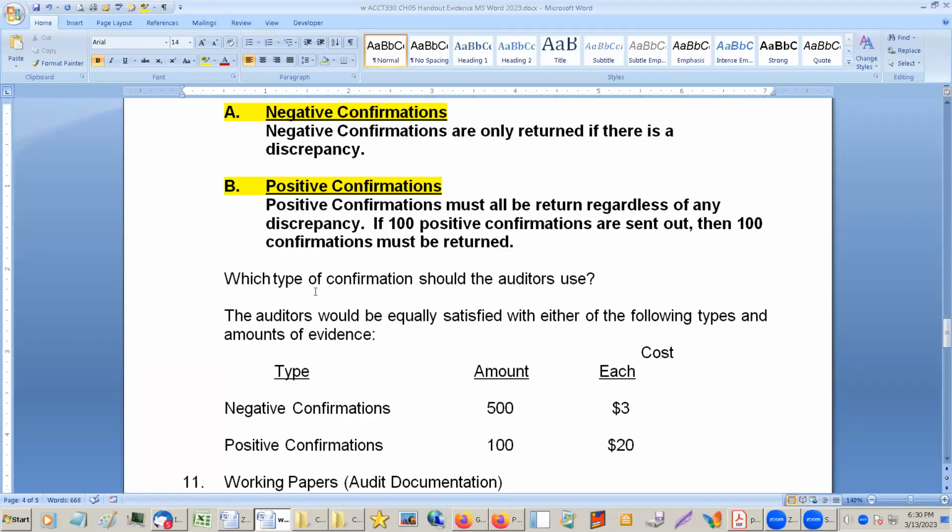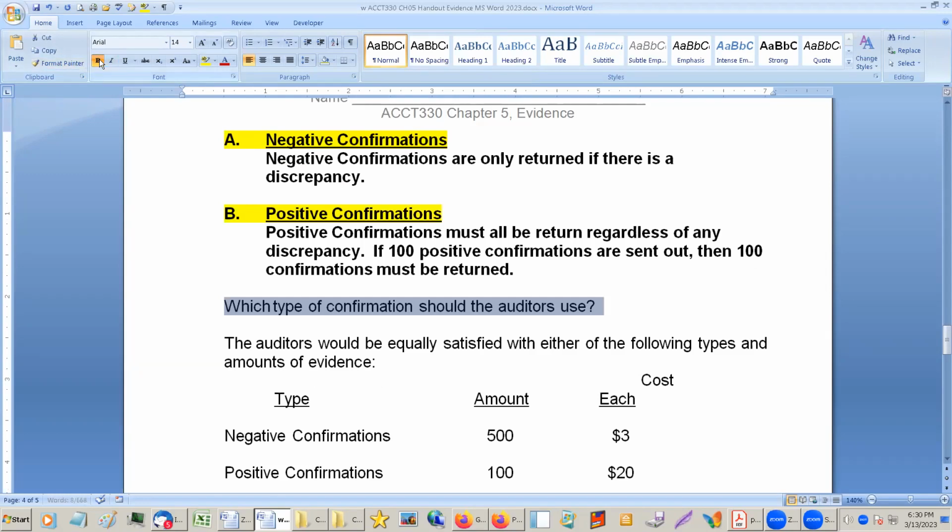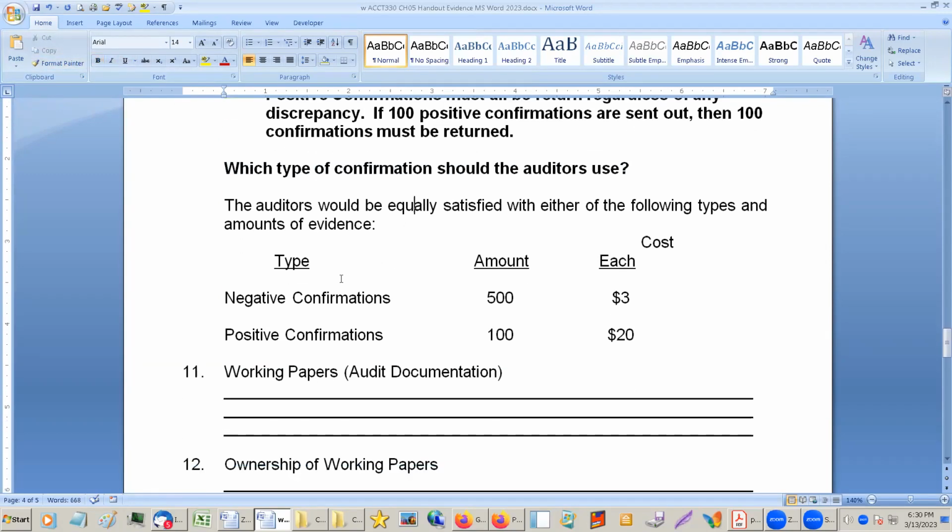And so here are a couple of things on this. You might say, well, okay, why do we even have the negative confirmations, right? They're not as good. Well, here's why.